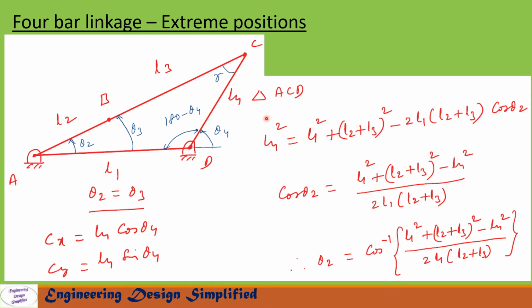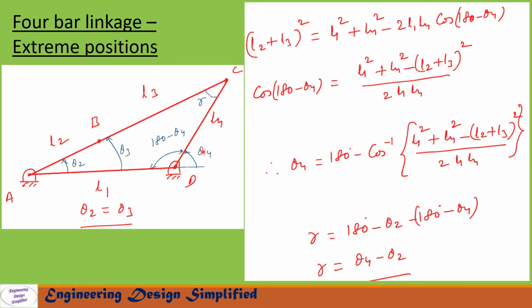So from triangle ACD, using cosine rule, we can write L4 square equal to L1 square plus (L2 plus L3) square minus 2 L1 into (L2 plus L3) into cos theta 2. After simplifying this equation, we get theta 2 equal to cos inverse of [L1 square plus (L2 plus L3) whole square minus L4 square] by [2 L1 into (L2 plus L3)].